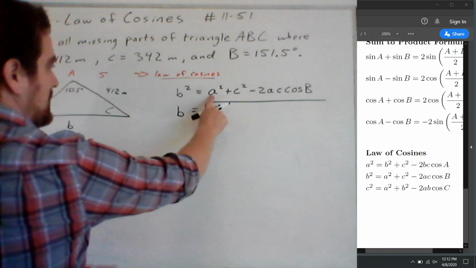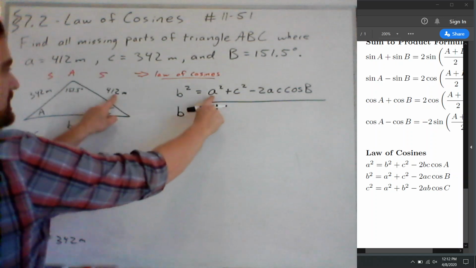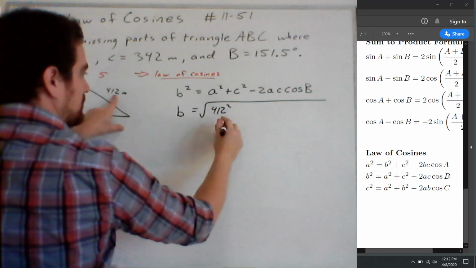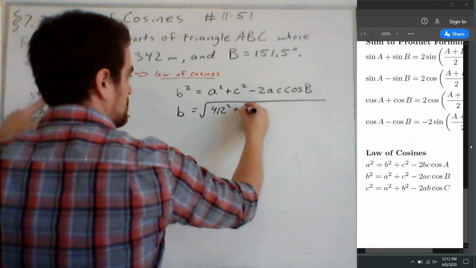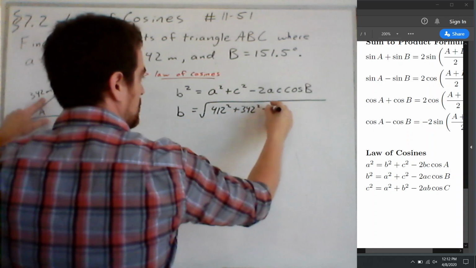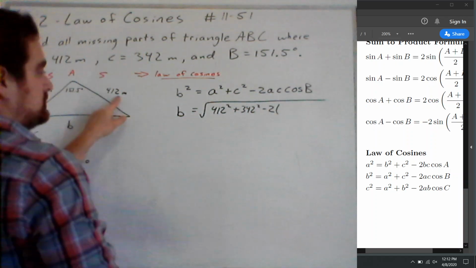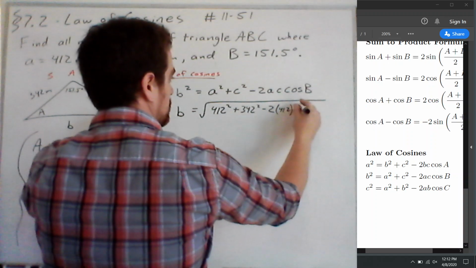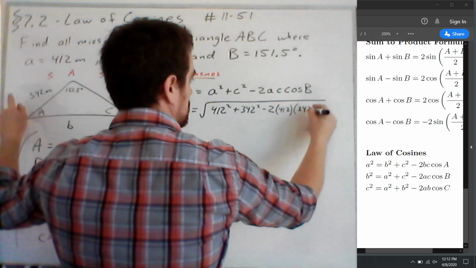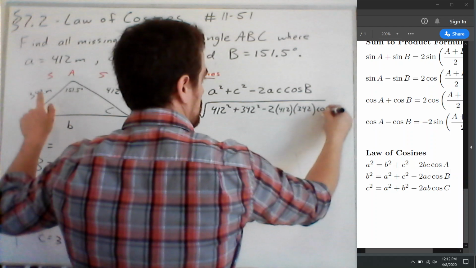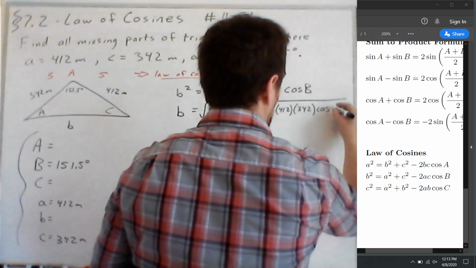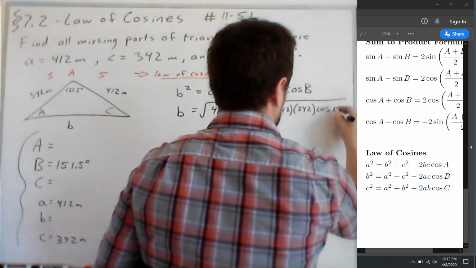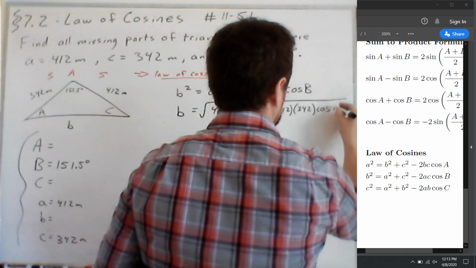So I want to do a squared. This was our a, 412 squared, plus c squared, lowercase c, 342 squared, minus 2 times a, which is 412, times c, which is 342, times cosine of the angle B. That was this angle that we had, the only one that we had, 151.5 degrees.